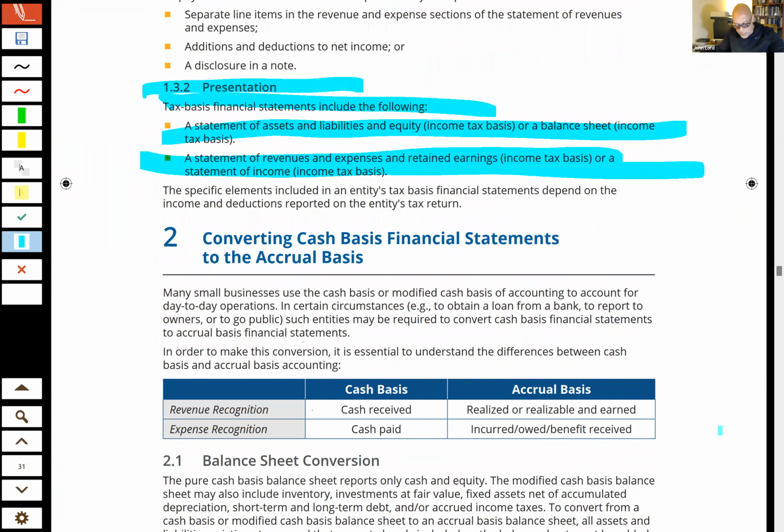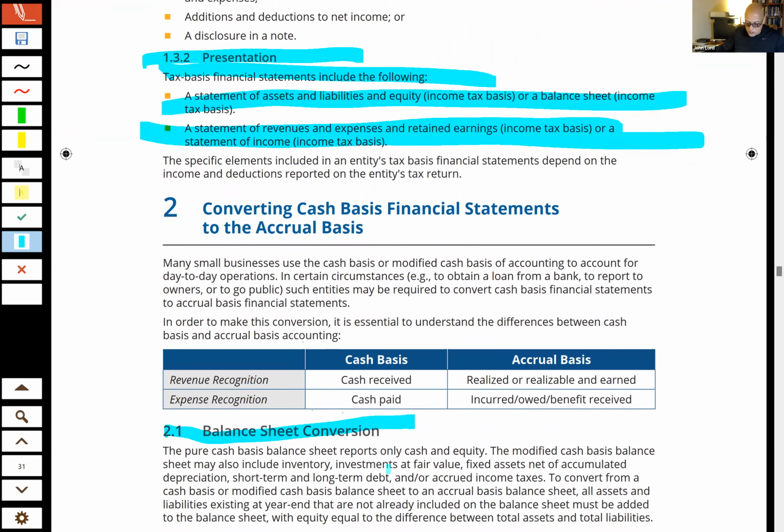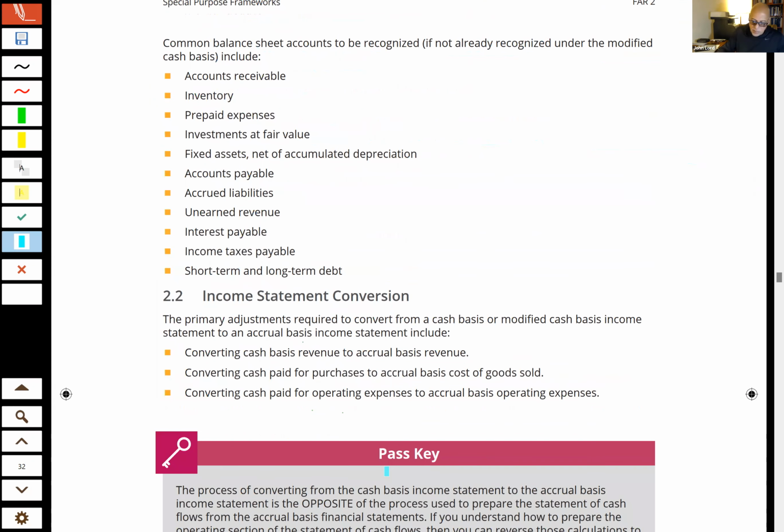Okay, good. Now, the big thing is converting the cash to accrual and the accrual to cash. Balance sheet conversion, they don't ask a lot of questions about that. I want to focus on income statement conversion. This is where you'll potentially get a bigger question, maybe a task-based simulation. They're going to give you one of three things. Here's your net income, cash basis, turn it into accrual, or here's your net income accrual basis, turn it into cash.